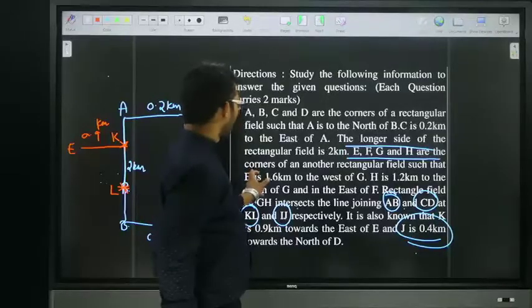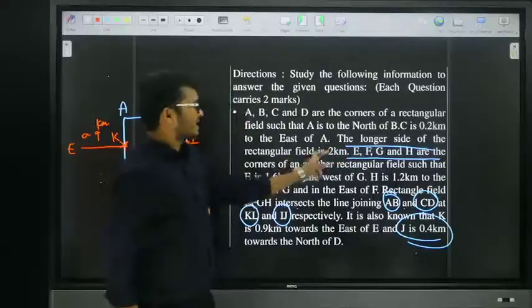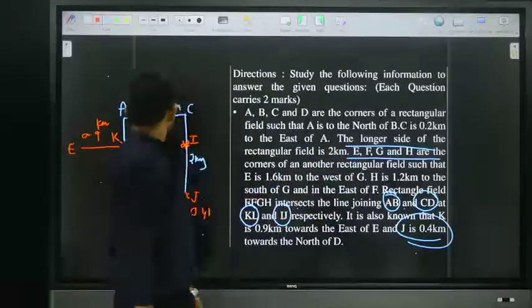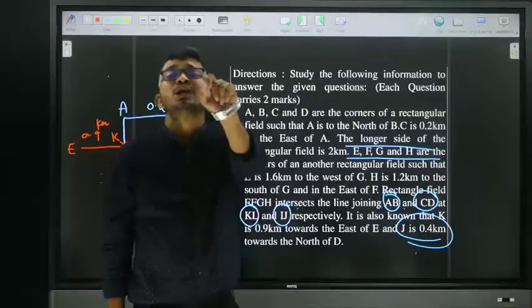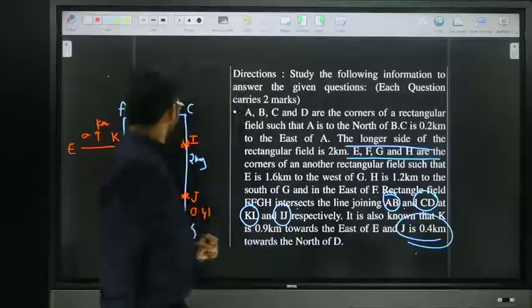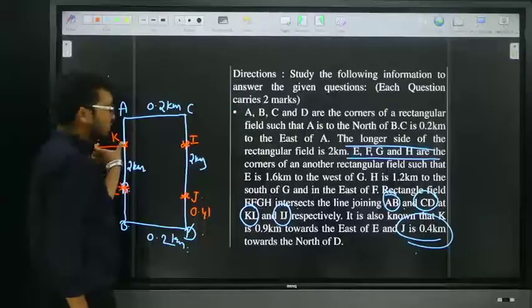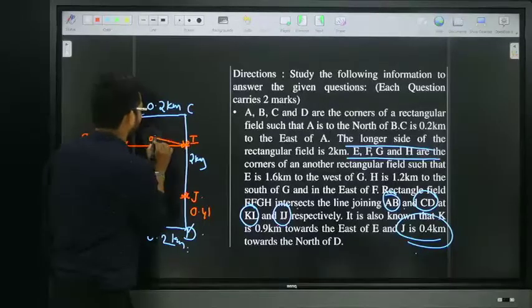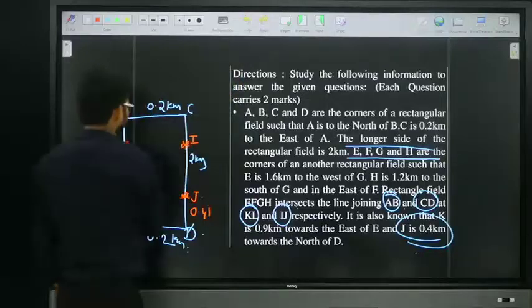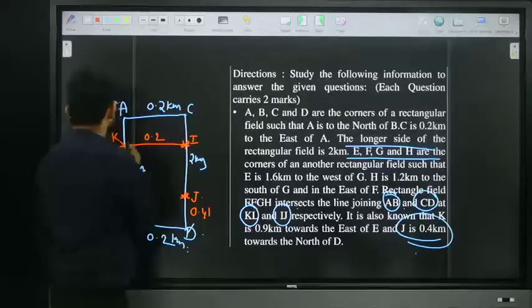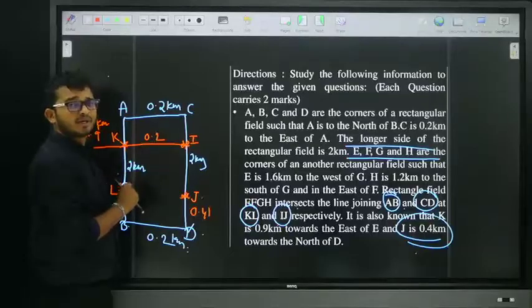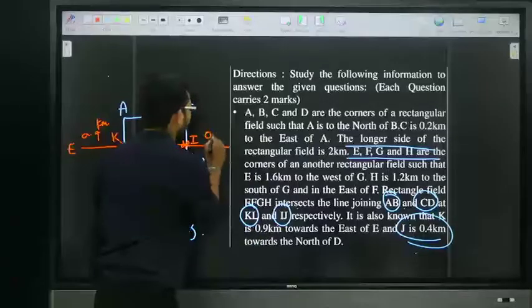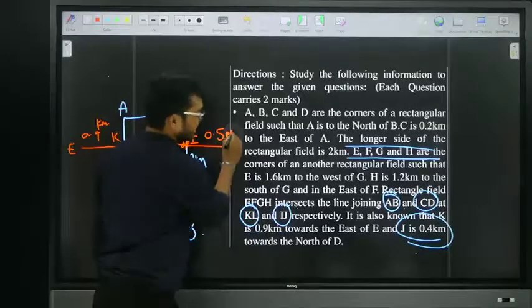Next, they mention here: EFGH are the corners of another rectangular field such that E is 1.6 km to the west of G. See here. The measurement is what? E is 1.6 km to the west of G. Friends, see here. This one is 0.9. This one is 0.2, this one is 0.6, this one is 0.2. 0.9 plus 0.2, total is 1.1. But our requirement is 1.6, so the remaining is 0.5 kilometer.